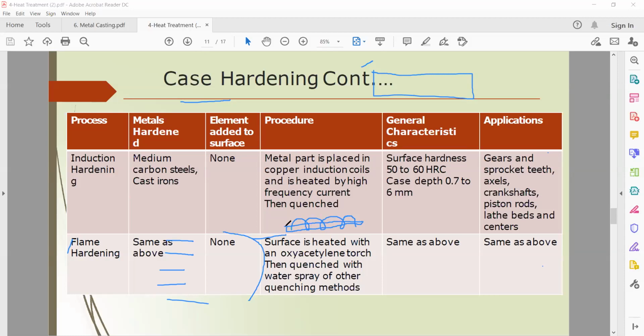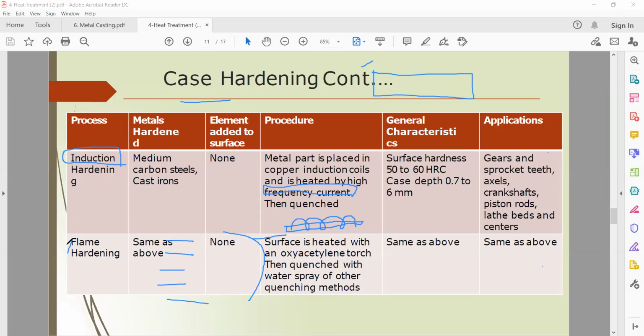Then the surface of this metal will be hardened. But how are you heating the coils? You have to give electric current, right? High frequency electric current you have to apply to the coil. Then that is called induction hardening.